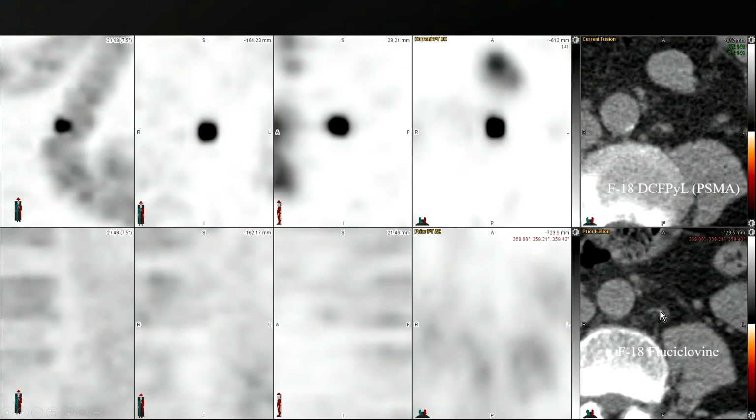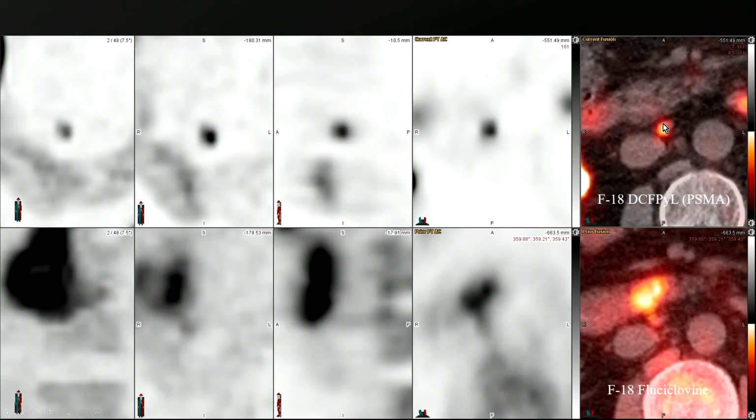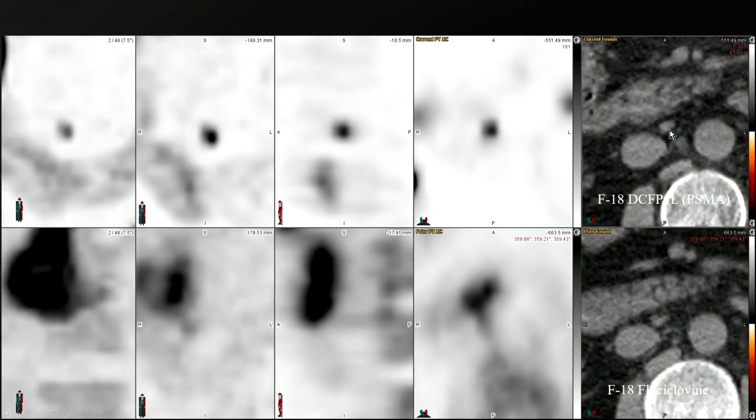I'm sure it's most likely that this was involved at the time when the PSA was high. Here's another lymph node. Again, it's very small, and again, it was not positive on the fluciclovine. So it really shows where we are and how the advances have been made. And our GU oncologists are so excited that we're offering PSMA imaging. This is not a patient who's going to be a candidate for PSMA therapy. He's too early on in the disease, but this is dramatically going to change his treatment, because now we know where the lymph nodes are positive. He's going to get local radiation to those sites of disease as his treatment plan.